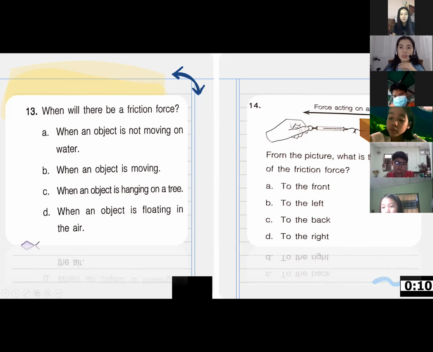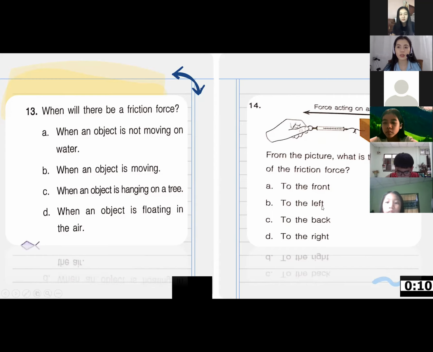So as you can see here in the picture, the box is moving to what direction? Is it to the left or right? It is pulled to the left. The box is moving to the left. Now what is the direction of the friction force? It's in the opposite direction. So A, to the front, B, to the left, C, to the back, or D, to the right. The box is going to the left, so the friction force is going to the blank.